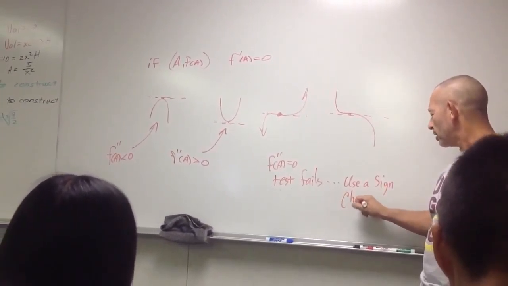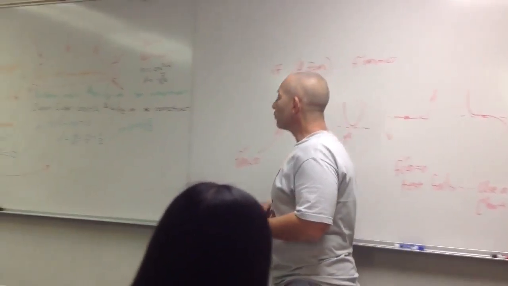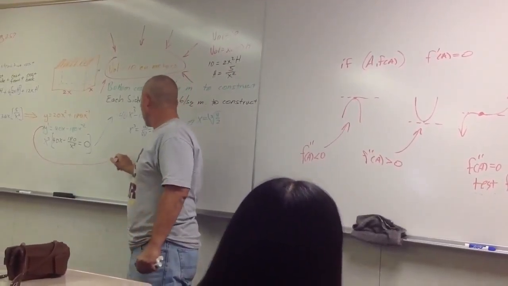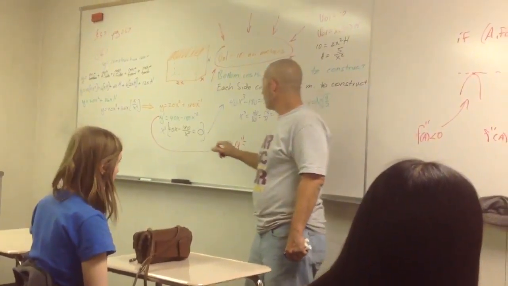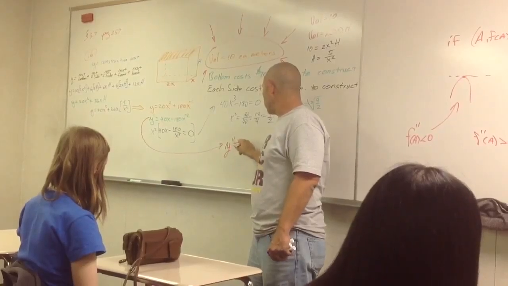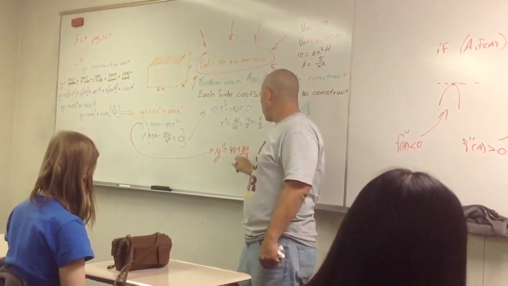Use the sign chart on f prime, right? Not f double prime. So this is a very easy derivative to take. Let's do y double prime. What is y double prime? Well, I'm going to use this green equation here. So 40 plus 360 over x cubed.